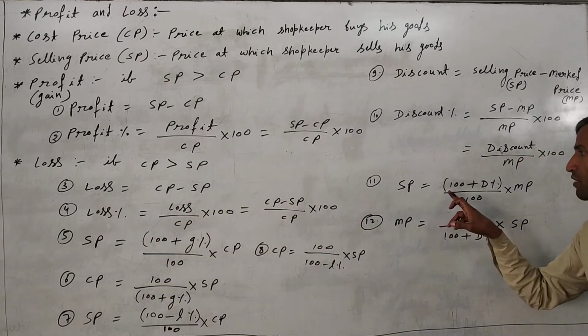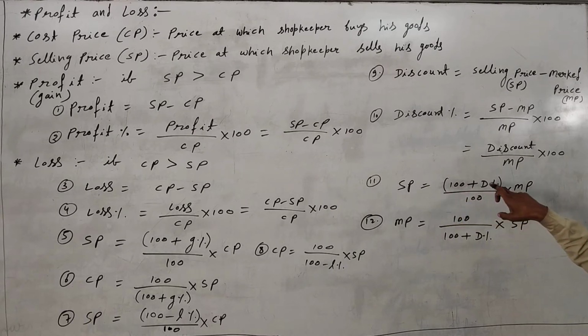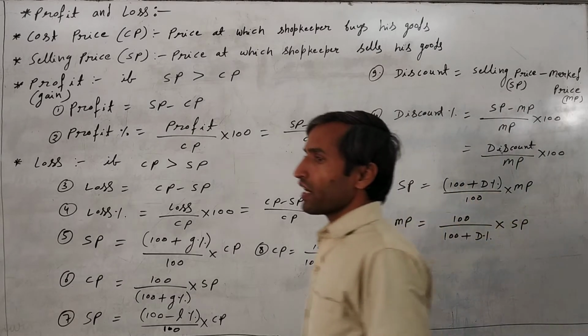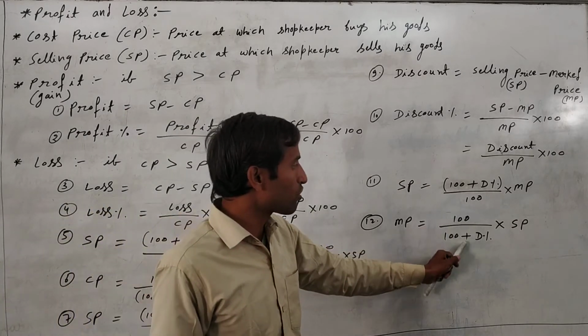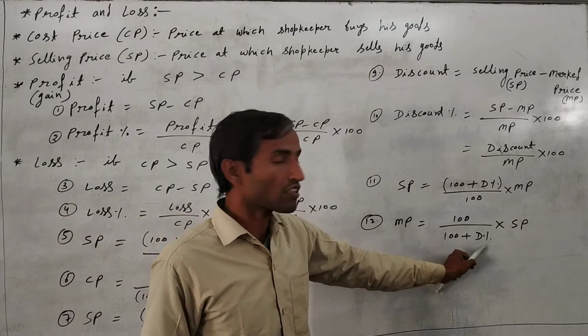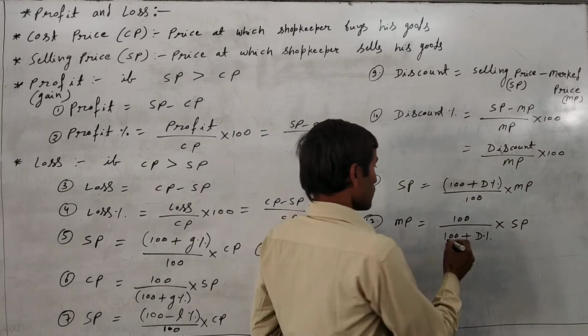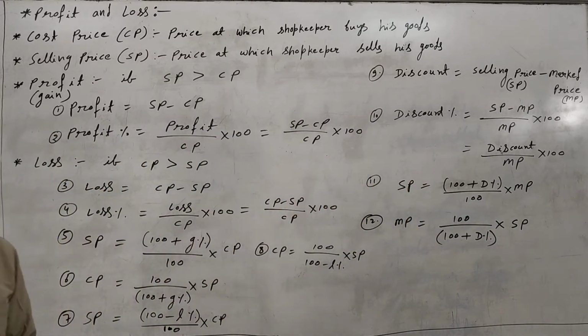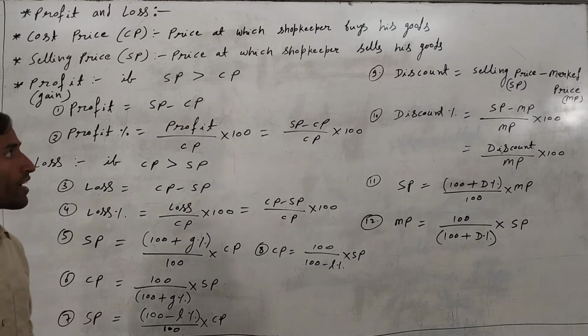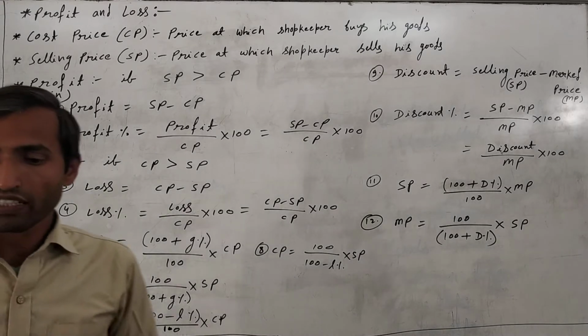For that case we have to use this one: (100 plus discount percent) upon 100 into MP. And sometimes the question gives SP and discount percent, and we have to find the mark price. In this case we use this formula: 100 upon (100 plus discount) into SP. So these are the important formulas for the next exercise, that is self practice 8C. Now we will solve the exercise.